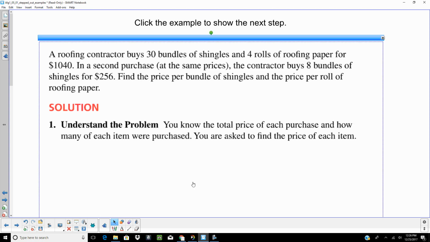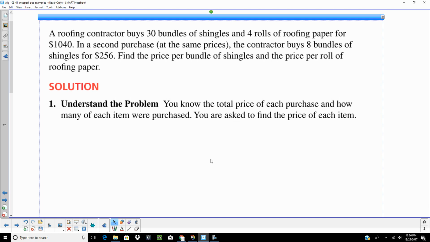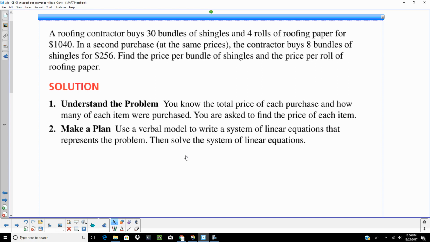So, what we have to do first is kind of understand the problem. Well, we know the total price, and we need to find the price of each item. The 2 things that we're asking for are shingles and paper. So, what we need to do is come up with a plan, and that plan involves writing 2 equations.